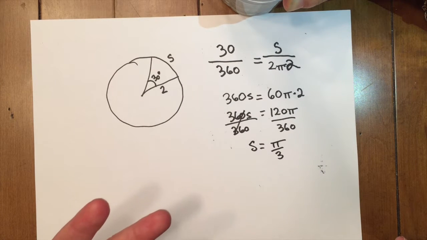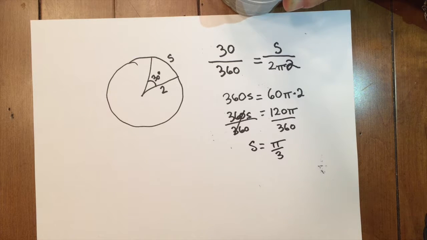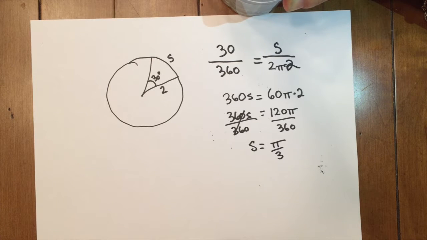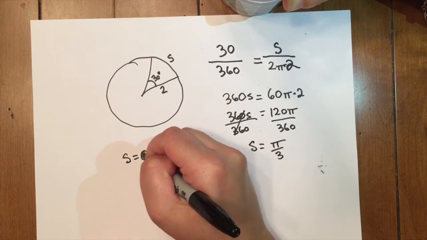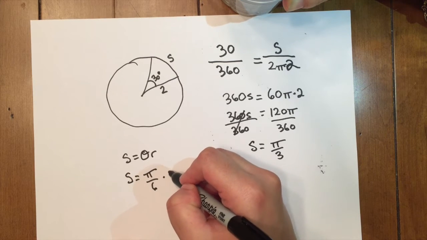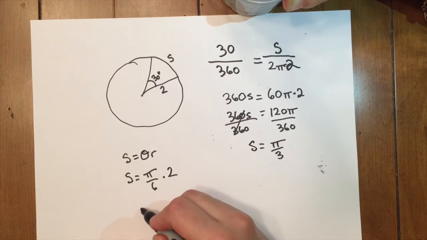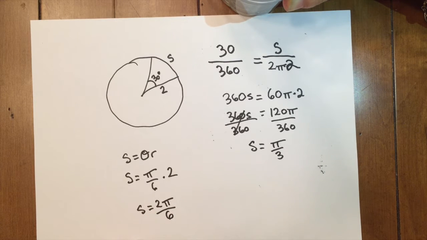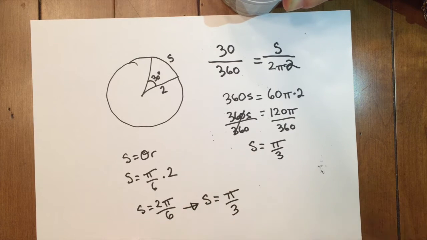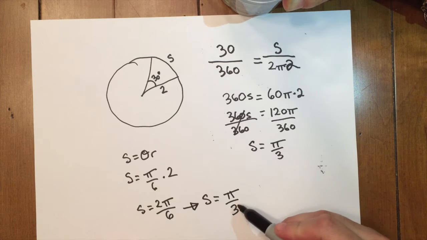Now, we don't have to do all of that if we know how to work in radians and if we know our formula. And again, you don't have to know the formula. This way works just fine. But if you know the formula and you're comfortable with radians and you know that 30 degrees is pi over 6 radians, you can say s equals theta r. So in this case, s equals pi over 6 radians times the radius, which is 2. You get s equals 2 pi over 6, and you get s equals pi over 3. Either way, you end up with the same answer, pi over 3.